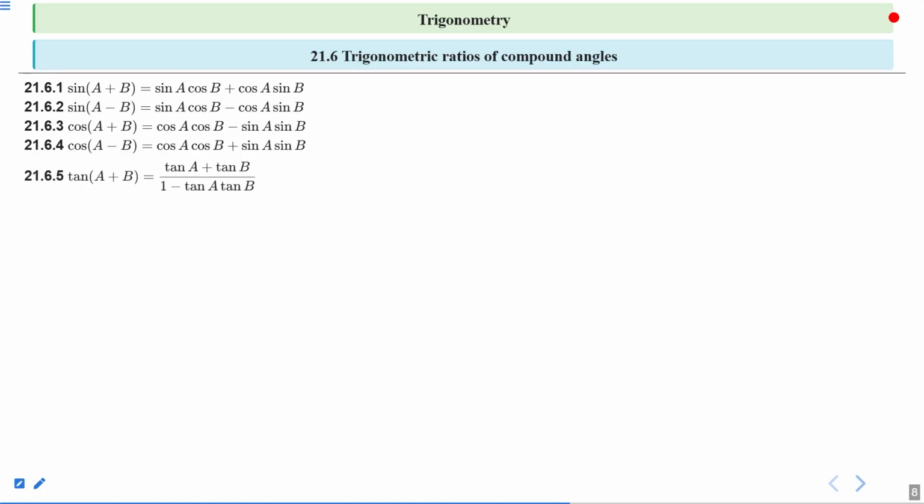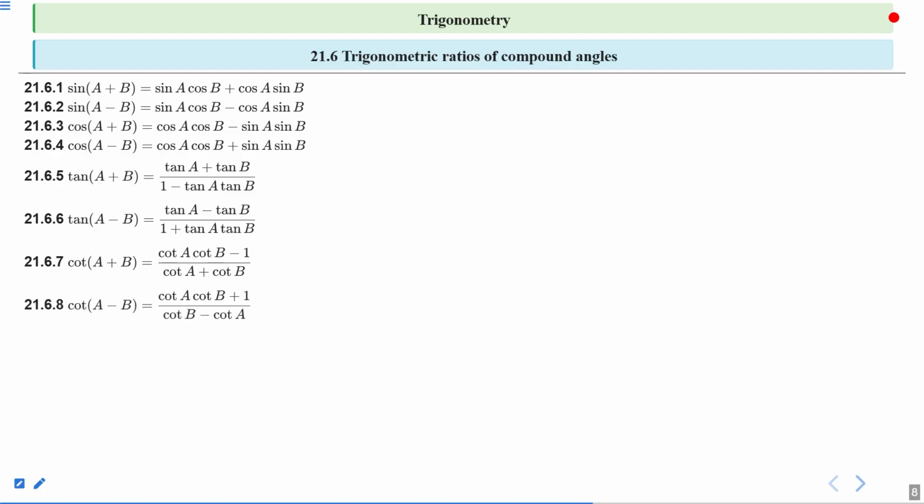Tan (A plus B) becomes (tan A plus tan B) upon (1 minus tan A into tan B). Tan (A minus B) becomes (tan A minus tan B) upon (1 plus tan A into tan B). So cot (A plus B) equals (cot A into cot B minus 1) upon (cot A plus cot B). Cot (A minus B) equals (cot A into cot B plus 1) upon (cot B minus cot A).